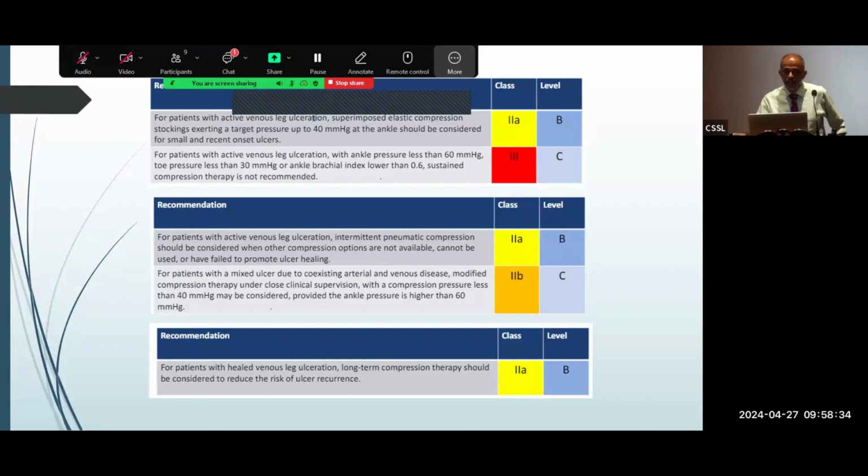For patients with active venous ulceration, we should not put pressure if the ankle pressure is less than 60 millimeter Hg, or the ABPI is 0.6 or less. So you must have an ABPI of 0.7 or more to strap these patients. What happens if you have a lower ABPI, like 0.6, 0.5? For those people, the class 2A recommendation is you can use intermittent pneumatic compression. If long-term compression is not available, cannot be used, or fails to promote ulcer healing, intermittent pneumatic compression can also be used.